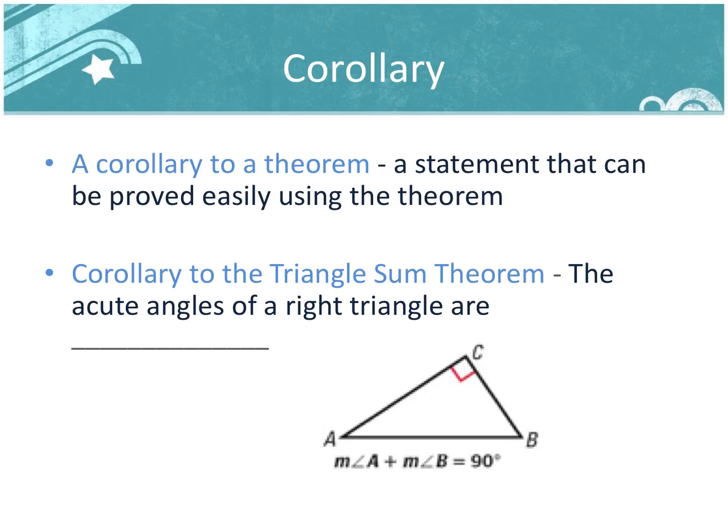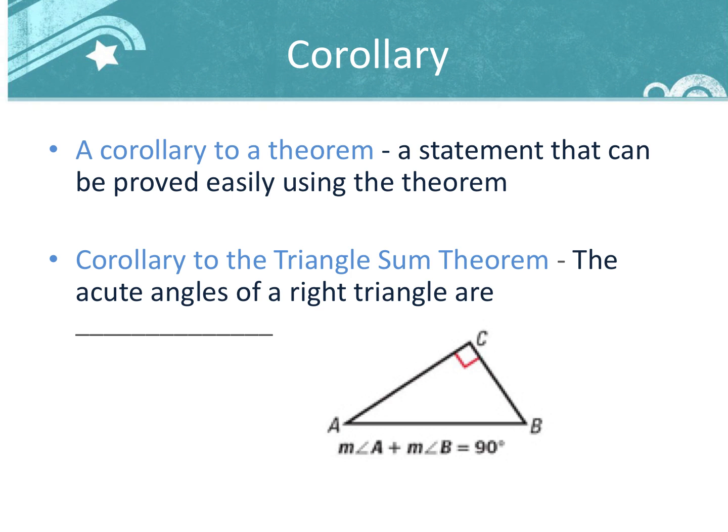All right. Corollary, a corollary to a theorem. A statement that can be proved easily using the theorem. So looking at this theorem, the acute angles of a right triangle are complementary. What does that mean? Good, complementary. And how do I know they're complementary angles? What does the inside of my triangle have to equal? Inside of my triangle has to equal 180. And if they're already giving me a 90-degree angle, I know the other two measurements have to add up to 90 degrees.